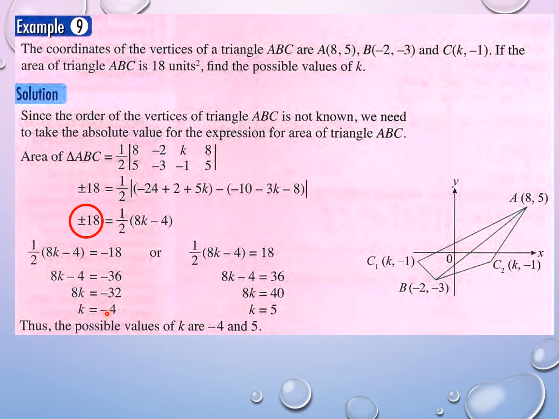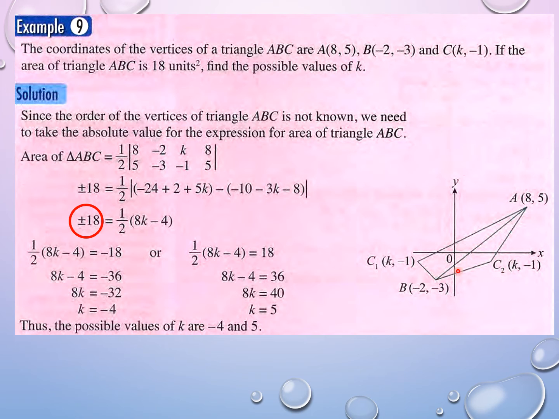Now you have to see the possible values. Sometimes there are no conditions given, so we will accept both, but sometimes we will have to reject one. For this example, we can accept both, because if we draw it out, you see the coordinate C. If k is negative 4, this is C1. But if k is 5, here is C2, the position of C.